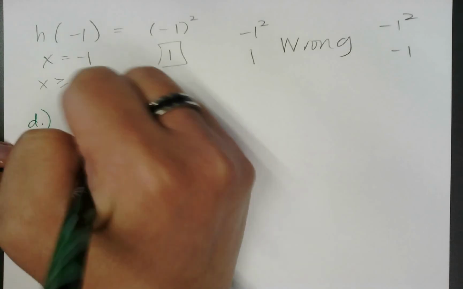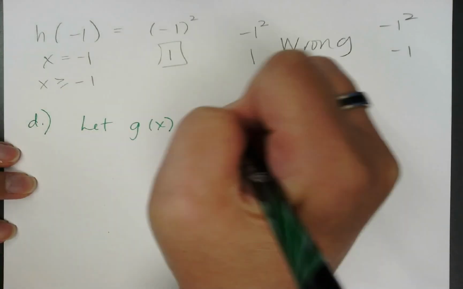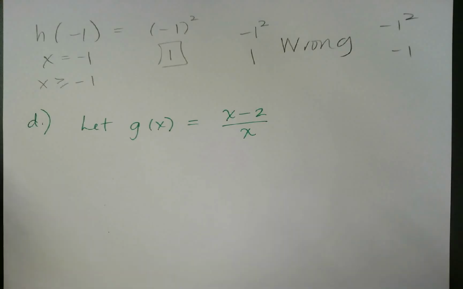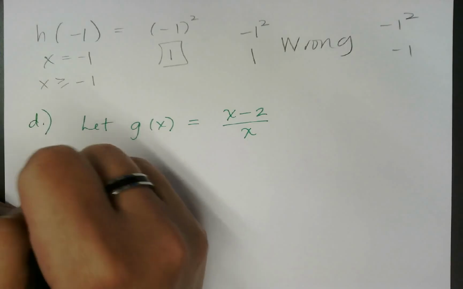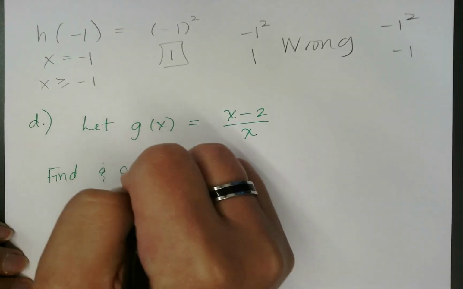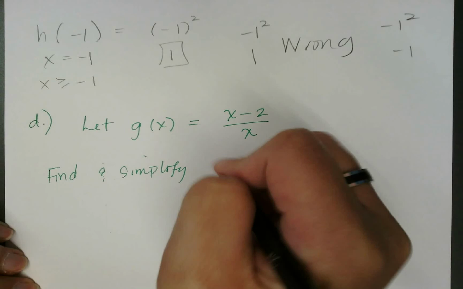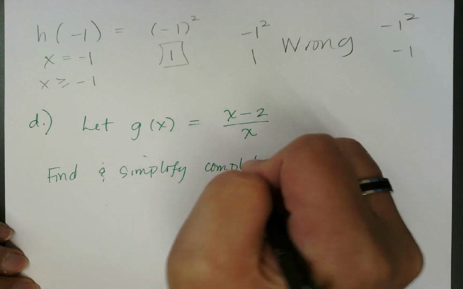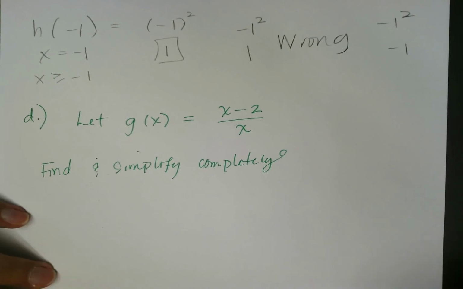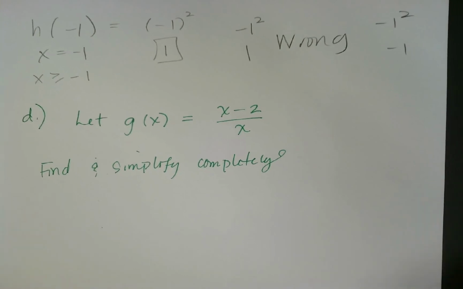Let g of x equal x minus 2 over x. Technically I was going to do an example before this, but we're going to survive. Alright, that's cool, Sam. That's not a bad function. We've messed with that kind of function in the first couple of examples. Find and simplify completely. You guys ready for it? Anybody want to take a guess at what it's going to look like? Especially if you were in 1050?